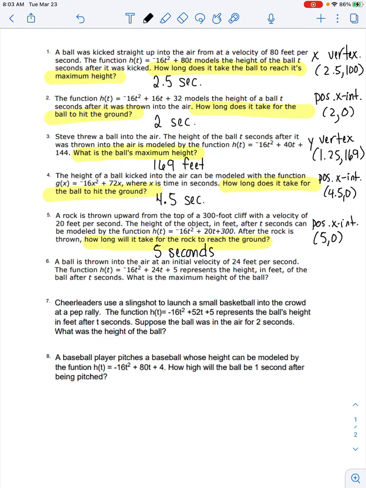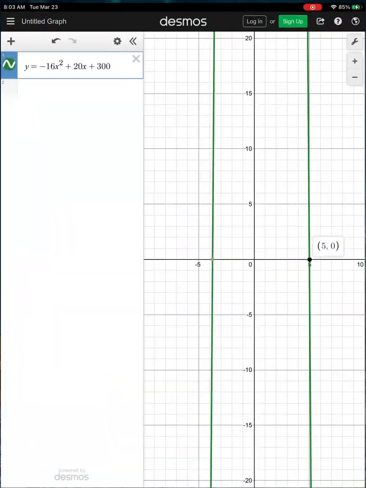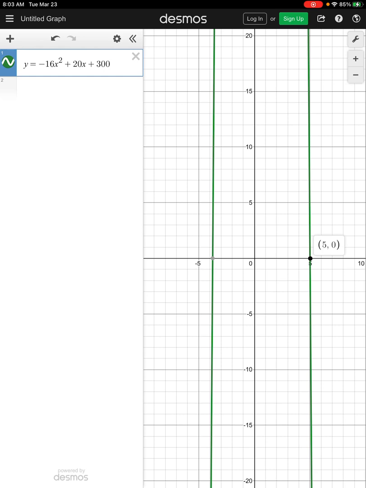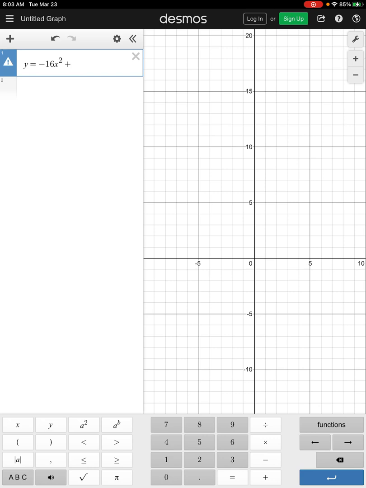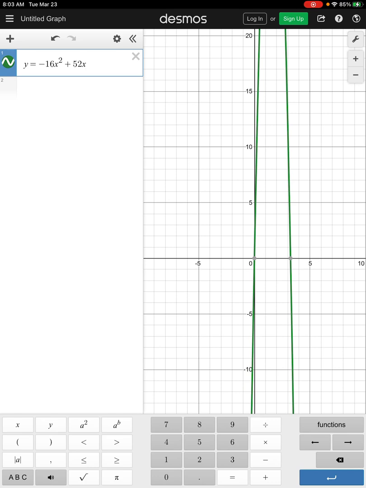Number 6, a ball is thrown into the air, gives you all the information. Here's the question. What is the maximum height of the ball? So when we talk about quadratic equations or functions and maximum height, that means we want the y value of the vertex. So let's graph our equation. A lot of these have very similar equations. If you take physics in high school or calculus, you'll understand why. That's a specific relationship. So negative 16x squared plus 52x plus 5.